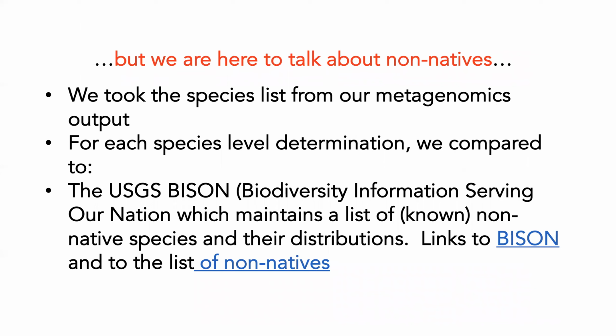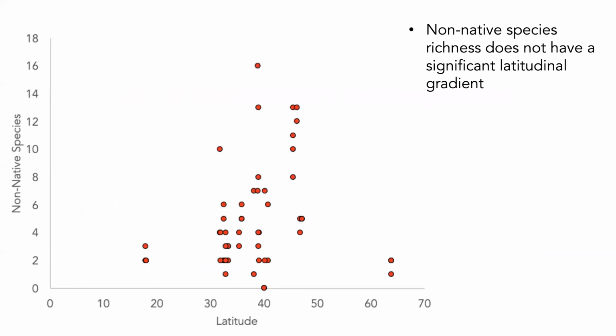We took the species list from our metagenomics output, and for each species level determination, we compared it to the USGS BISON database, which stands for Biodiversity Information Serving Our Nation, which is a very smart way to name your database in the Trump era when this was generated. So just taking a macro view of it all, non-native species richness on its own does not have a significant latitudinal gradient across the sites that we look at here.